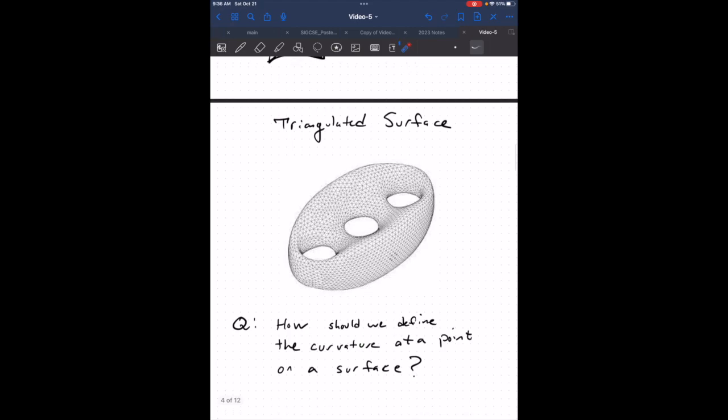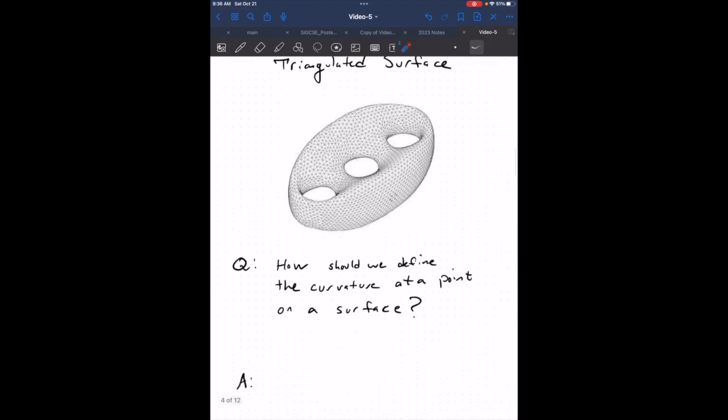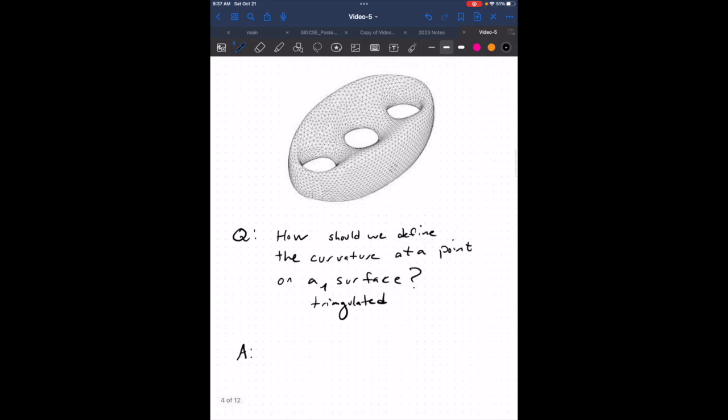Okay, so let's consider a triangulated surface. Here's a picture from Wikipedia of a genus 3 surface, lots of triangles. They're difficult to draw, so I stole a picture. So how should we define the curvature at a point on a surface, and maybe even be more specific if this is triangulated? Because if it's a smooth surface, Gaussian curvature will work just fine for us. And the answer is use Gauss-Bonnet.